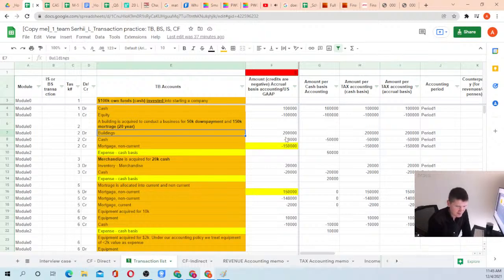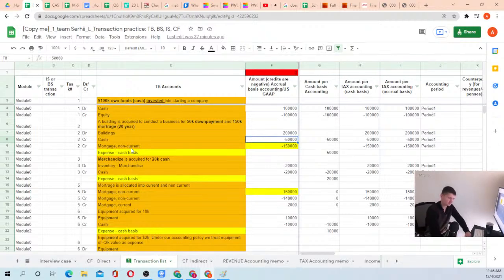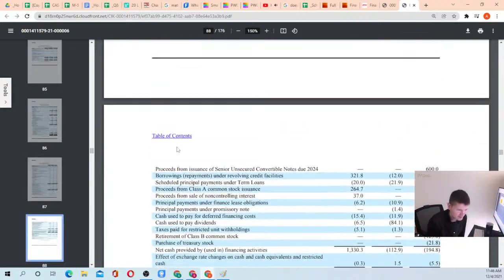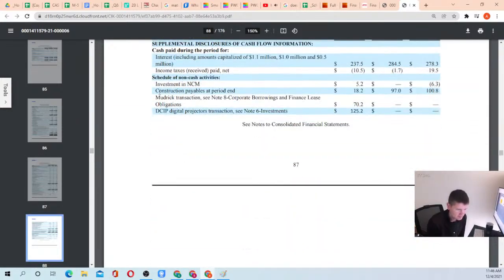then we would only reflect 50K as an investing cash outflow, and we would only reflect 150K as a non-cash investing activity under the statement of cash flows, like a construction payable at the period end. So that's a big cash flow pitfall too.